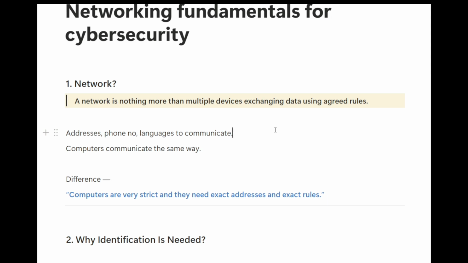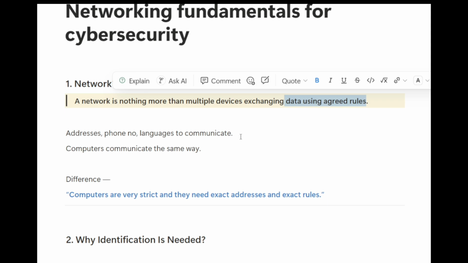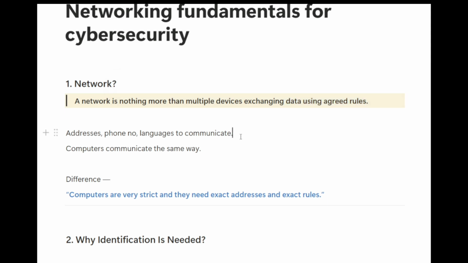When people hear the word network, it often sounds complicated, but in reality, a network is just multiple devices communicating with each other using agreed rules. I will talk about the rules later, but for now let's just say there are some agreed rules. Your phone, laptop, router, and a server on the internet are all connected in some way. They are constantly talking to each other behind the scenes where you never get to see it. Whenever data moves from one device to another, that's networking happening.